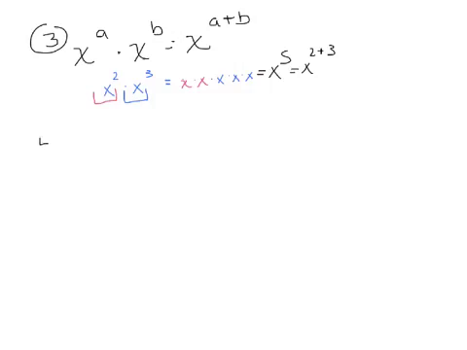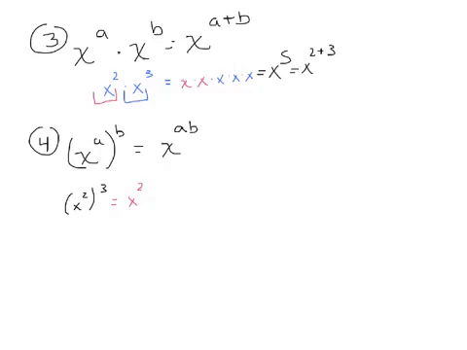If, however, I take the same idea and have a power raised to a power, this is when I'm going to multiply the powers together. For example, if I have x squared raised to the 3rd power, doesn't that mean I have x squared times x squared times x squared? Since the x squared is what's inside parentheses, and I have 3 of those, I have 1, 2, 3. Well, that in turn gives me x to the 6th power.